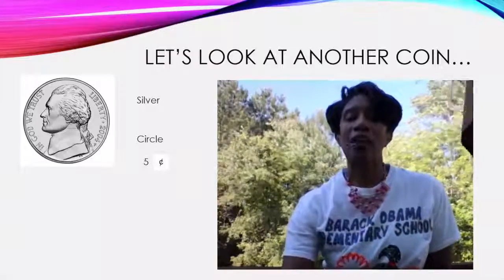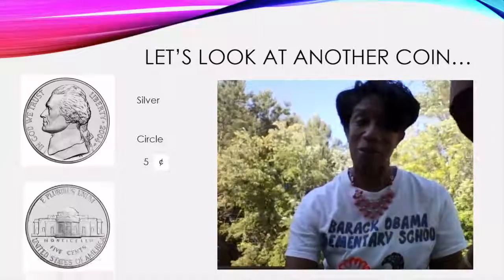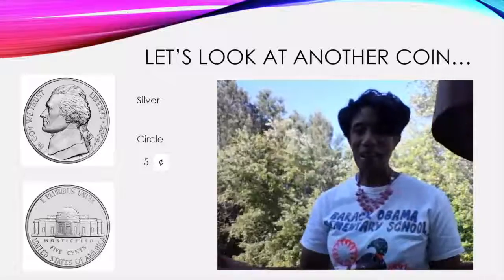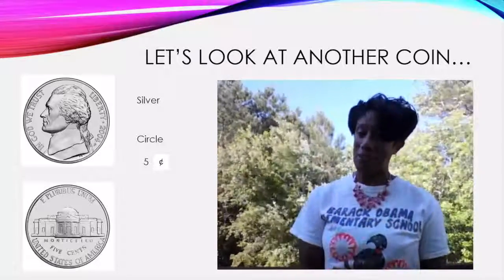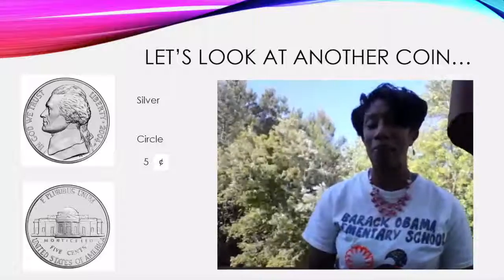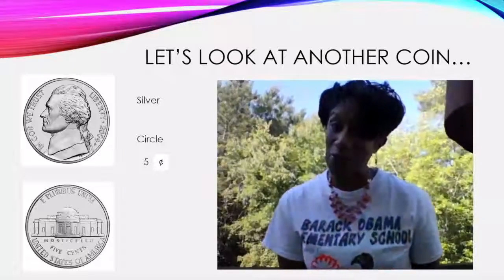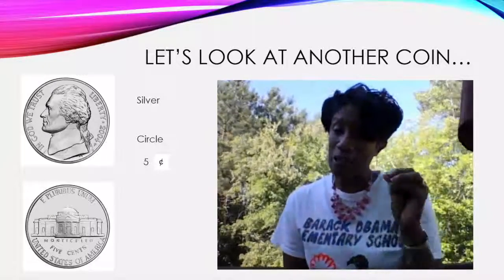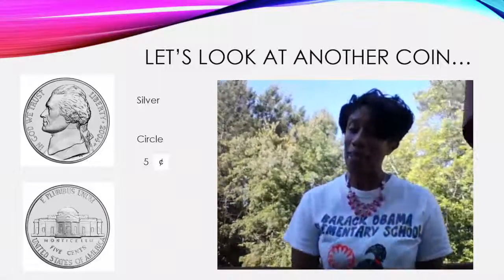So look at the front of our nickel. It has a person on it also. But look at the back of it. It has a building on the back of it. So the penny and the nickel are the same in the sense that they both have buildings on the back and previous presidents on the front. We'll talk more about that later. But now you can see the front and the back of a nickel, just like we saw the front and the back of our penny.